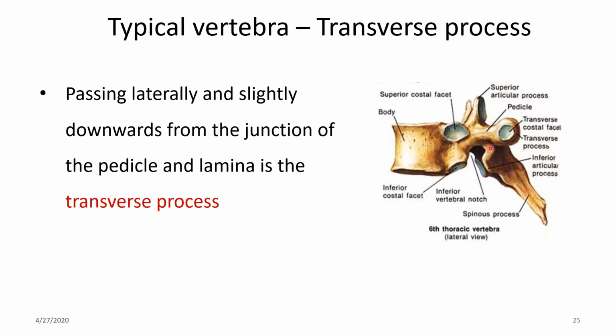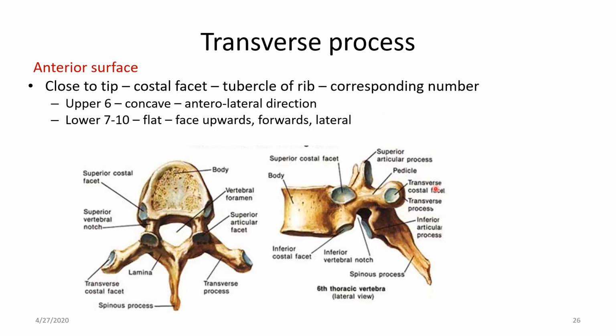You see the transverse process. So they are passing laterally and slightly downwards from the junction of pedicle and lamina. This is the transverse process. And anterior surface of the transverse process presents the costal facets close to the tip.